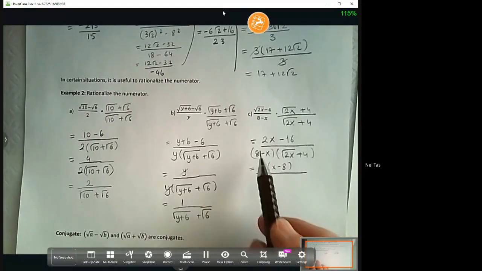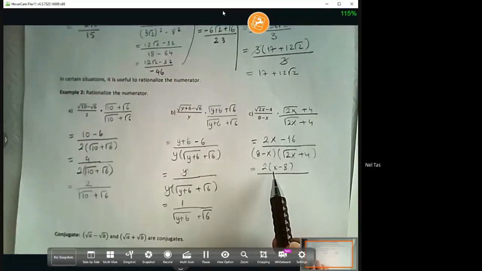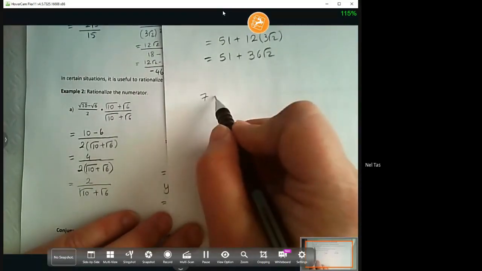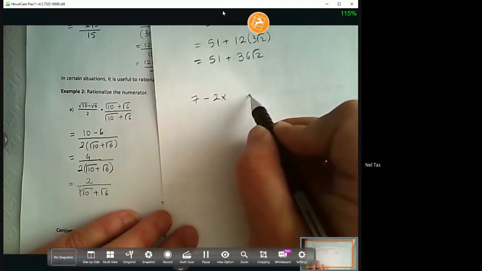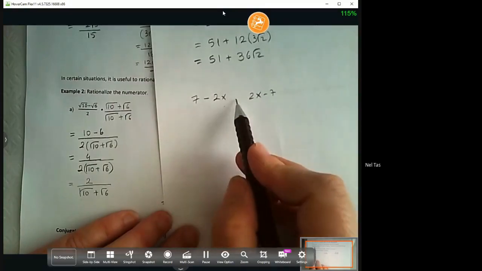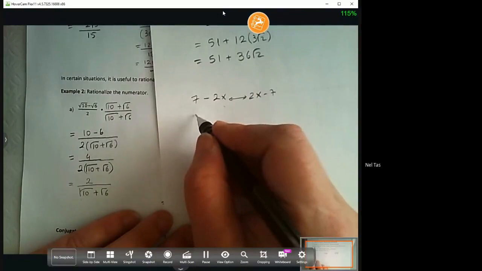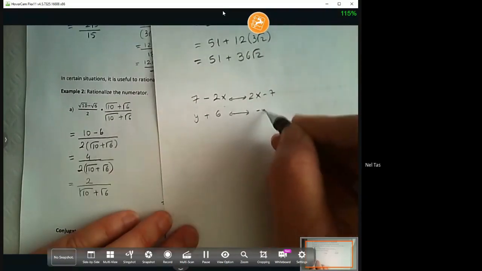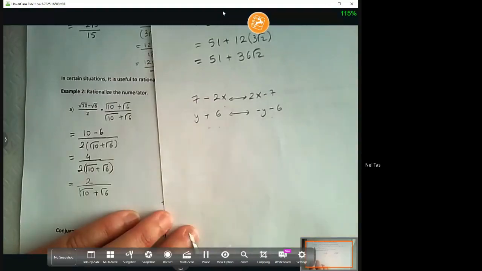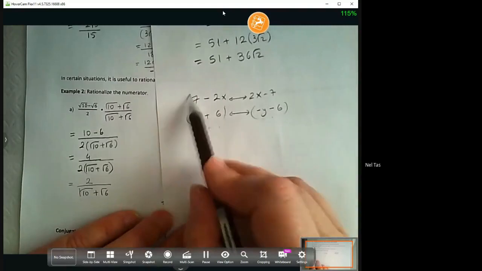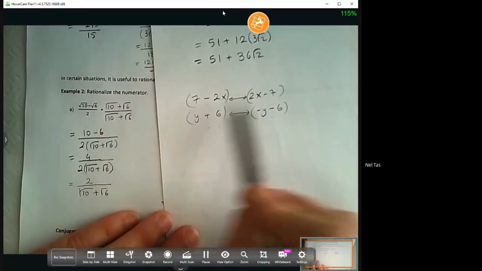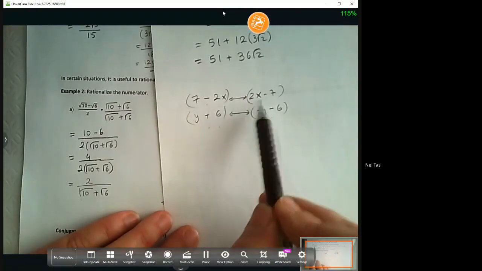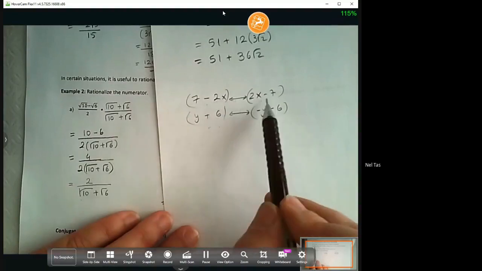Now I want you to notice something, right? 8 minus x, x minus 8. They are called opposites. Okay, so let's say you have 7 minus 2x and 2x minus 7. These are opposites, right? Or if you have y plus 6 and negative y minus 6, these are opposites, okay? Because see, if you multiply one of them by a negative sign, you get the other one, right? So as you see, 7, negative 2x, positive 2x. So it looks like when you multiply 7 minus 2x by negative 1, you get 2x minus 7.